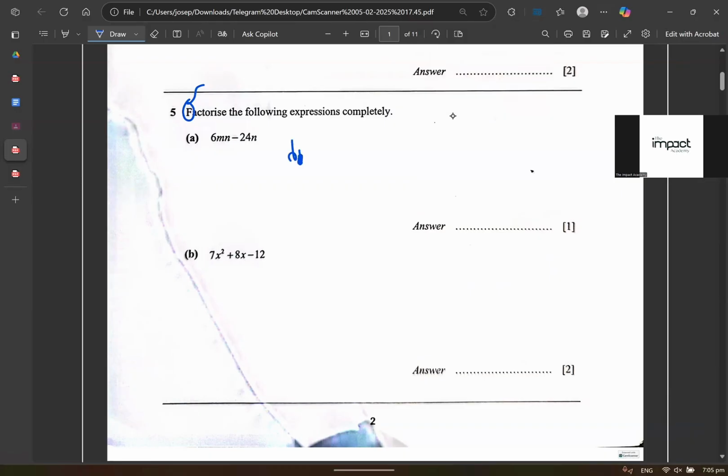So 6mn, you see two expressions. I always tell you, when it comes to two expressions, what am I supposed to do? Two expressions, I always have to find the common factor. Am I making sense or not making sense? All right, so we have 6mn minus 24n, right? So what can I take out first?